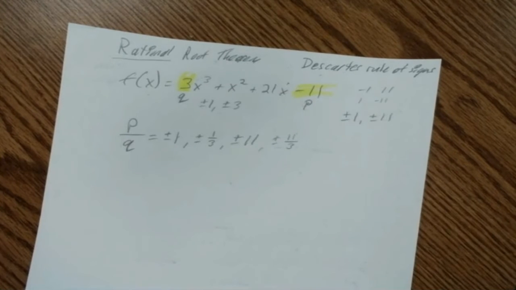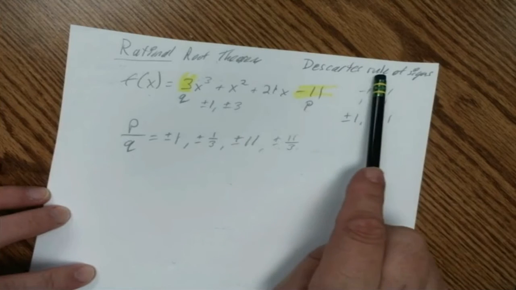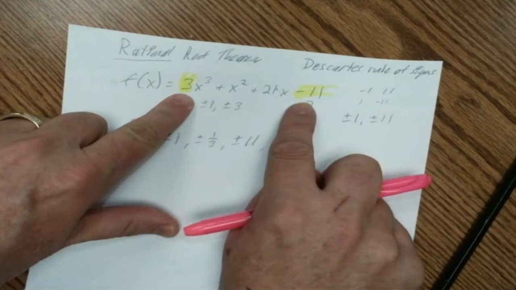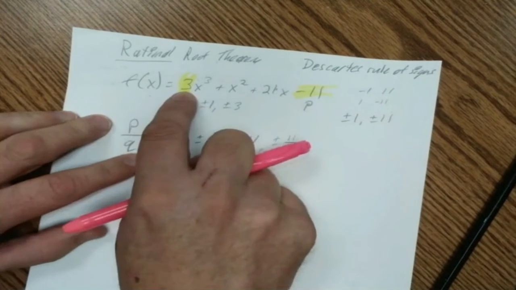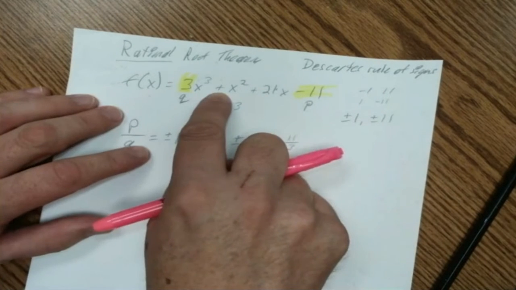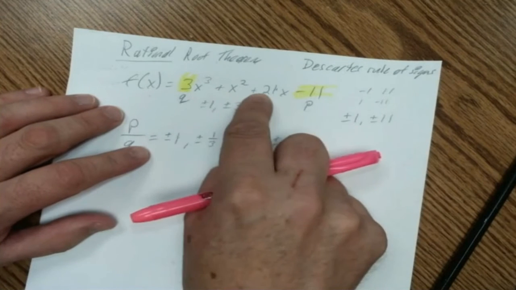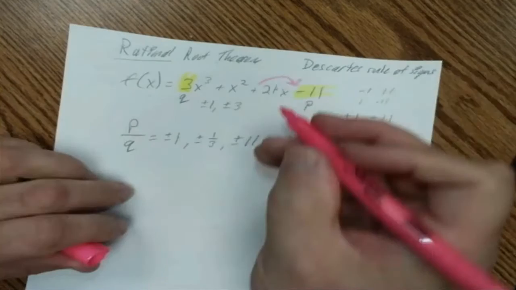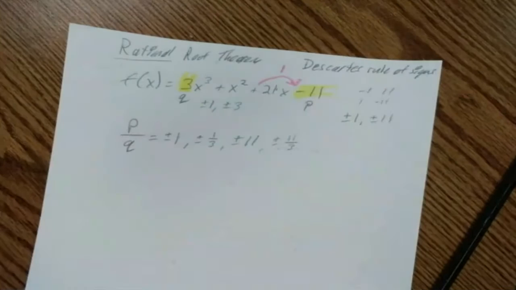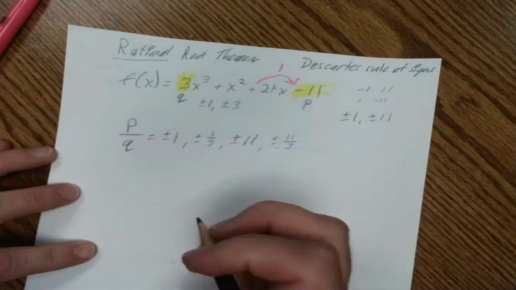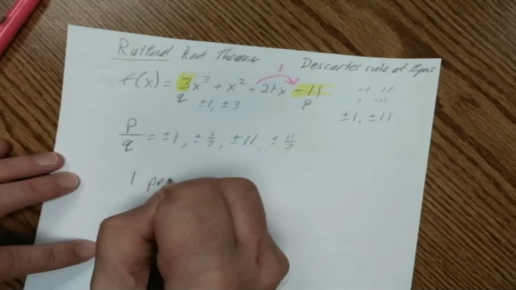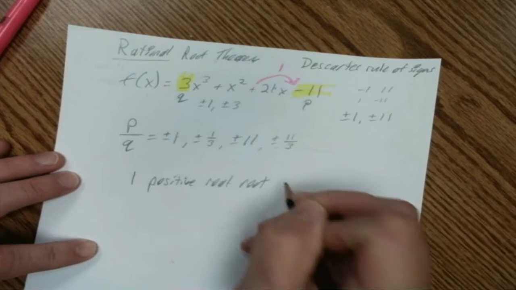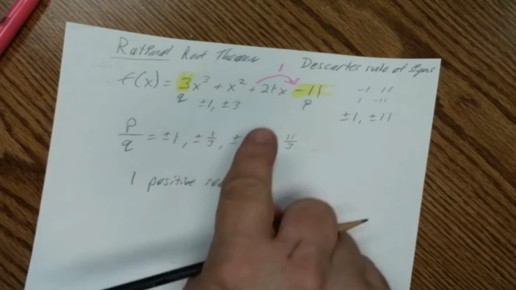Well, we can narrow it down even further with Descartes' rule of signs. His rule of signs says, look at your equation and see how many times the sign changes. This is a positive number, this is a positive number, the sign did not change. This is a positive number, the sign did not change. This is a negative number. Oh, we have one sign change, 1. So what Descartes' rule of signs tells us is that there is one positive real root, because the sign changed 1 time.